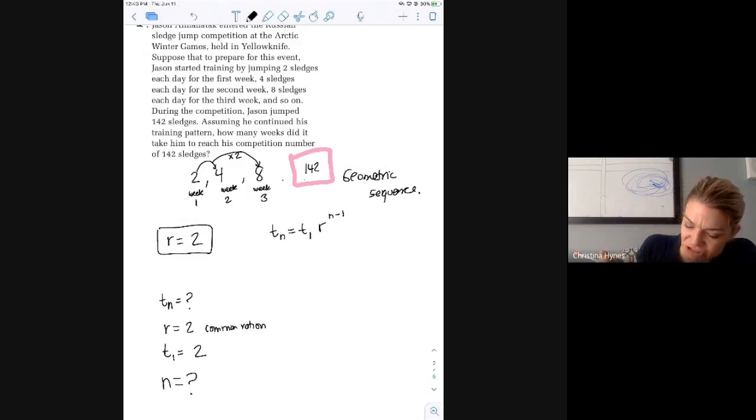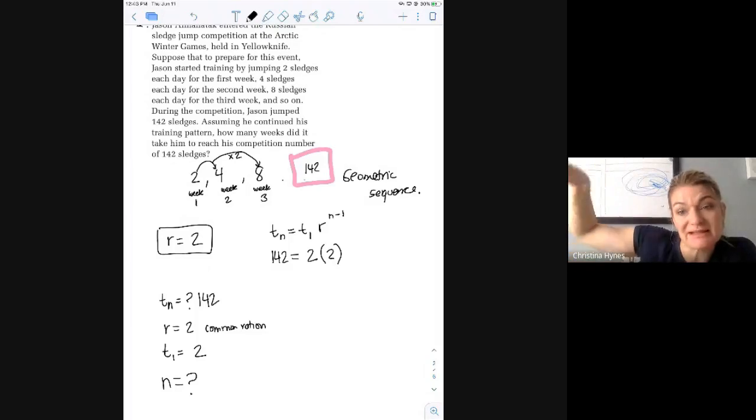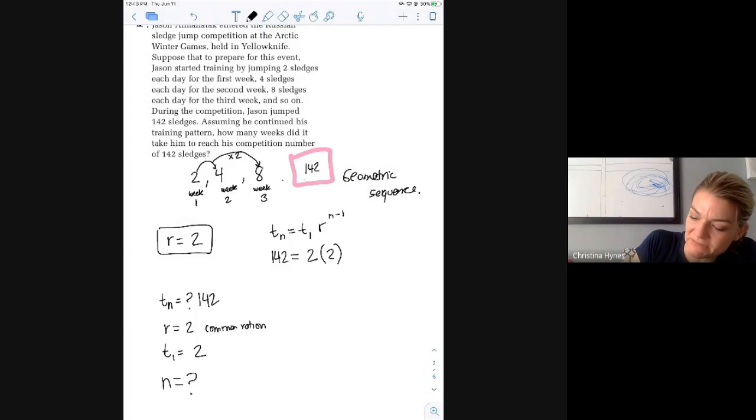So we're going to substitute. In this case, our Tn we know is 142. Our T1 is 2. That's the first term of the sequence. Our R value is also 2 because you're multiplying by 2 to get from term to term. And then we have N minus 1. We don't know what the N value is.